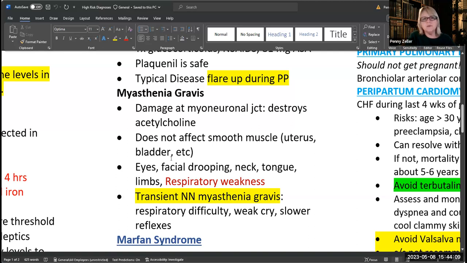So with these clients with myasthenia gravis, we're not going to give muscle relaxers. We're not going to give anything that could affect her ability to push. Now, if we do an epidural, which we will, we have to really monitor her carefully.